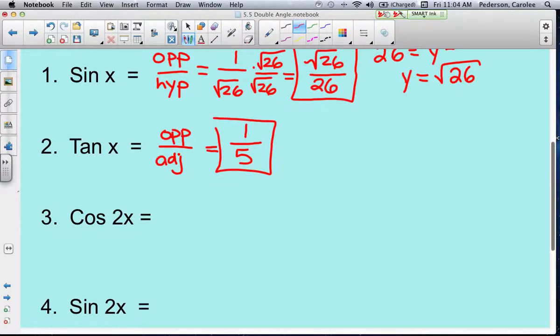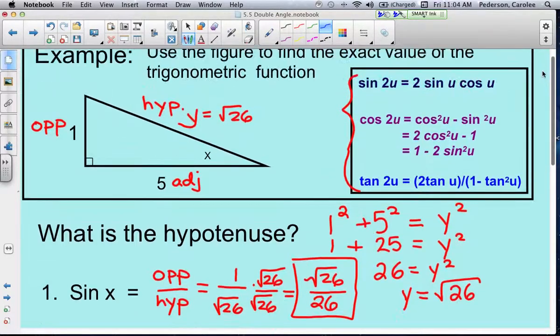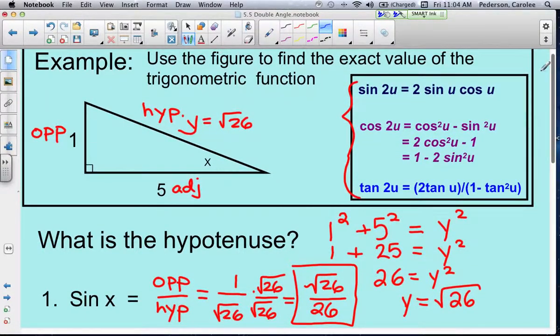Now we're going on to the new part. In this next piece, we want to find the cosine of 2x, the double angle. So we can't do that as it is right now. We can't just go ahead and find the cosine of x and then square it or anything like that. So we're going to go up to this formula piece, and we can choose any of these 3 equations. We can choose cosine squared of u minus sine squared of u. We can choose 2 cosine squared of u minus 1, or 1 minus 2 sine squared of u.